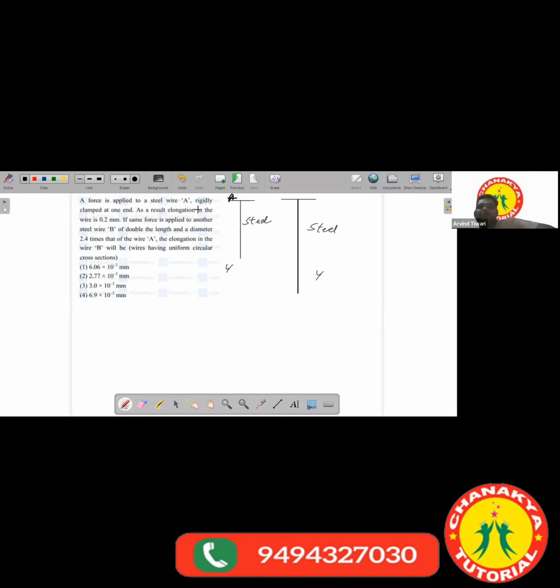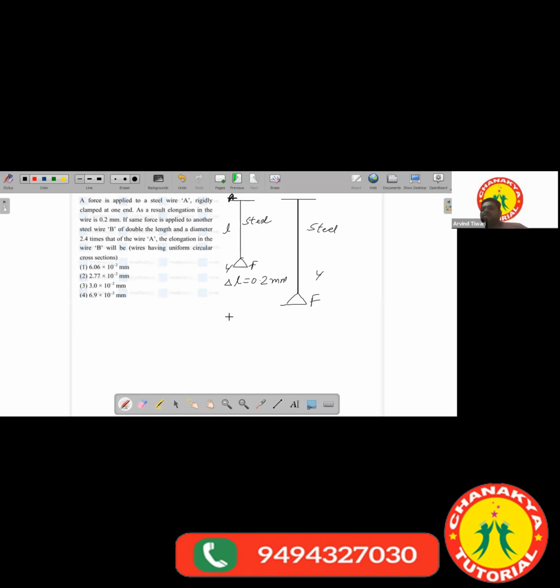So a force is applied to steel wire A. This is your steel wire A, rigidly clamped at one end. As a result, elongation in the wire is 0.2 mm. So suppose it has the original length L and the extension that is produced here, delta L, is 0.2 mm, when you have some load attached to it. So you have some load attached to it, you have some extension. So the force F. Now, if the same force is applied to another steel wire, so this is another steel wire, and here also we apply the same force F.